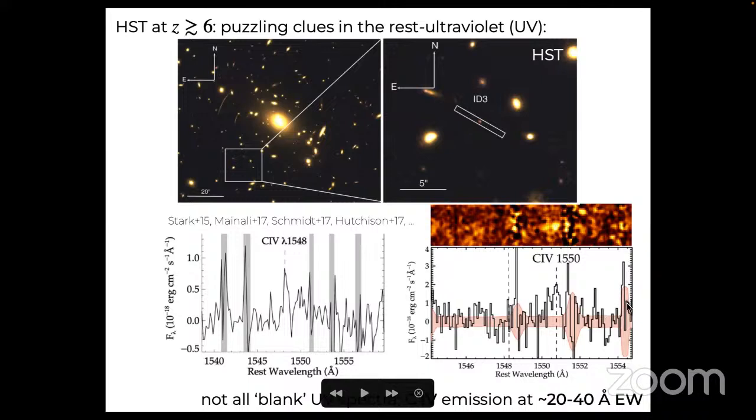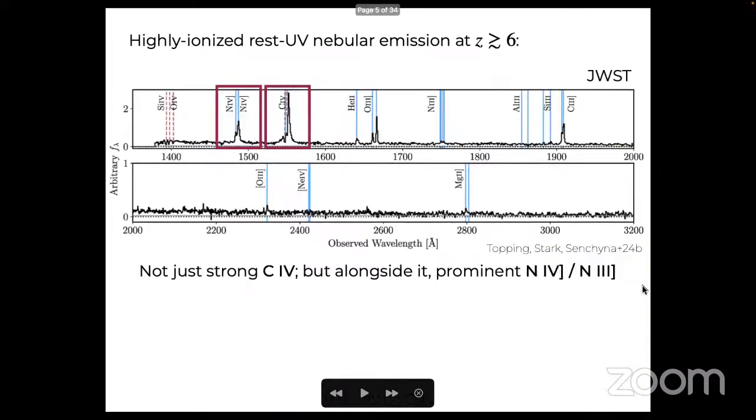Right, and you might laugh at this detection, but this is real because we now have a JWST follow-up spectrum of this object. And in this stack of medium resolution data, this carbon-4 is clearly there, and it is indeed at above 30 angstroms. And alongside it is this nitrogen-4 line.